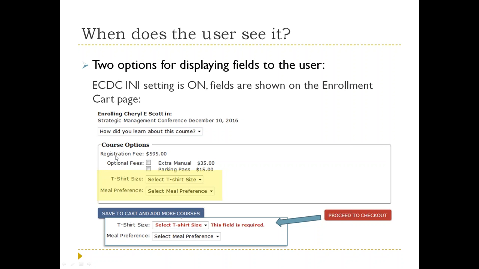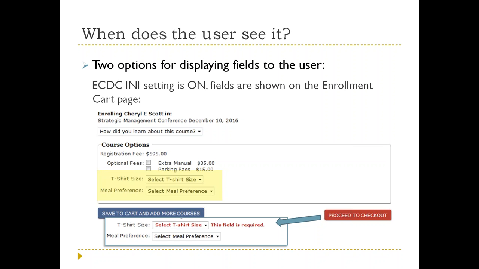You can see here I've got course options, registration fee, my optional fees, and then this section in yellow that I've highlighted. That's my additional data coming from the supplemental data capture page I created. So it shows right there. They can pick what they need, and they can proceed to checkout or save the cart and add another course if they're enrolling in more than one.